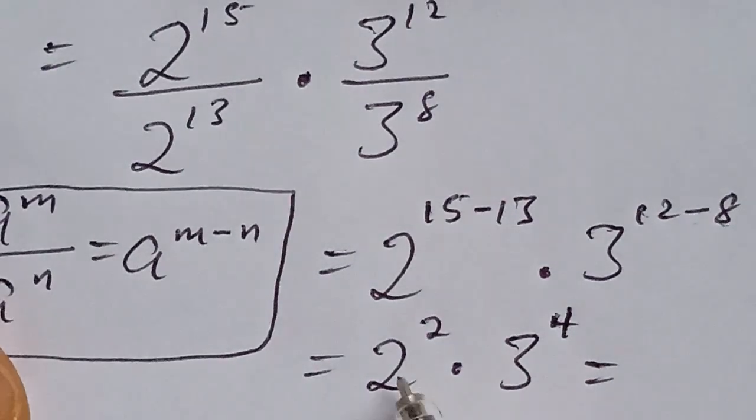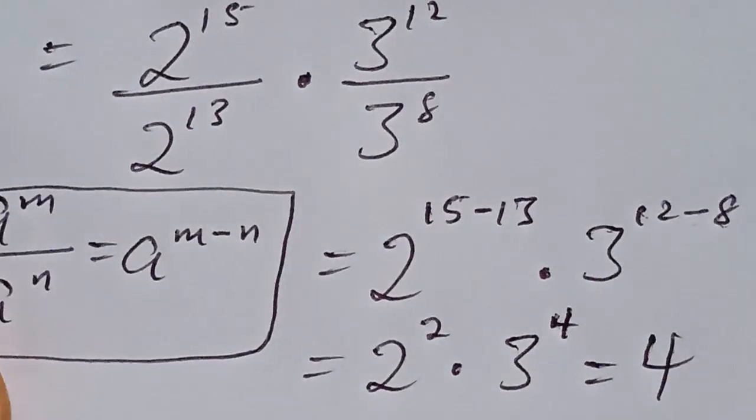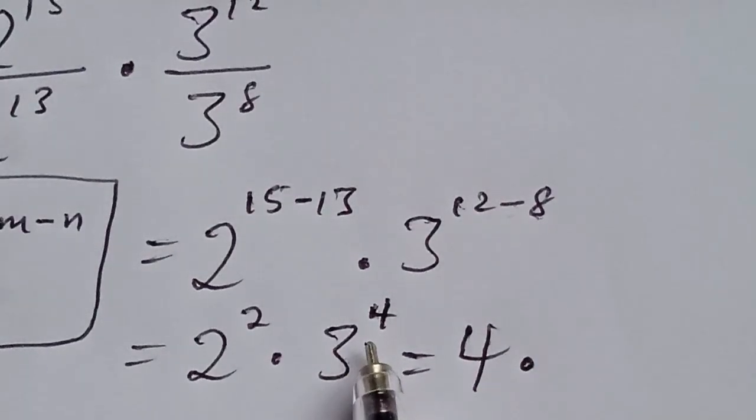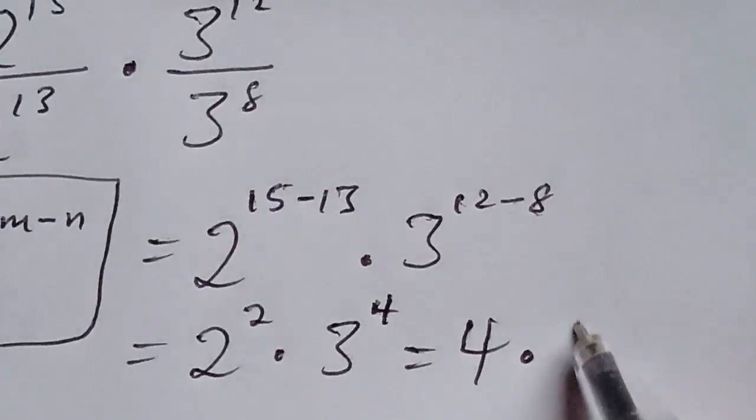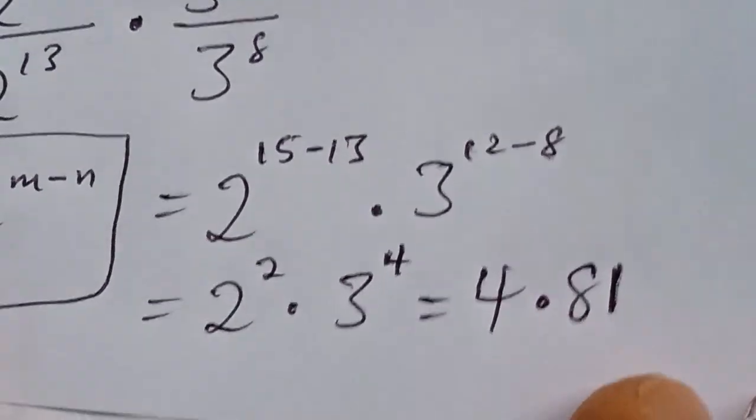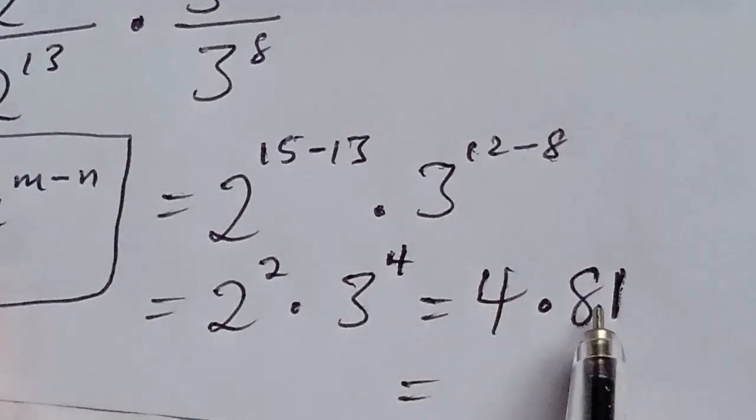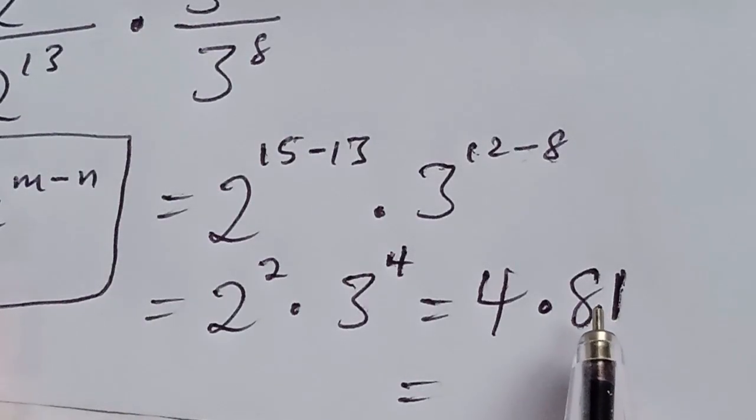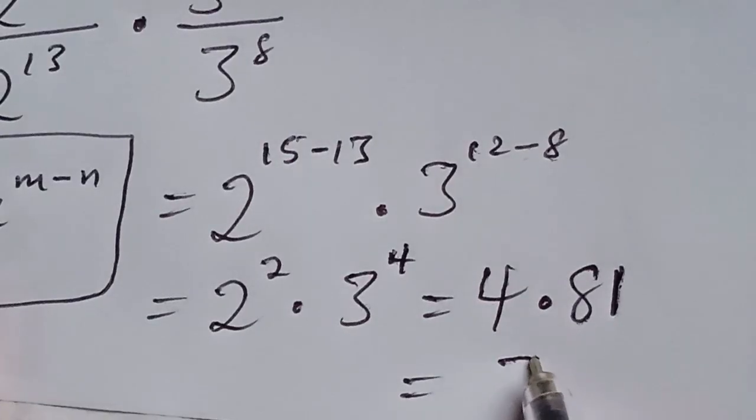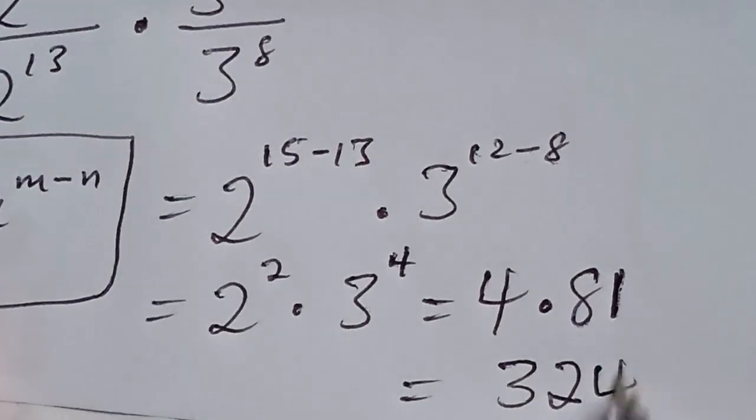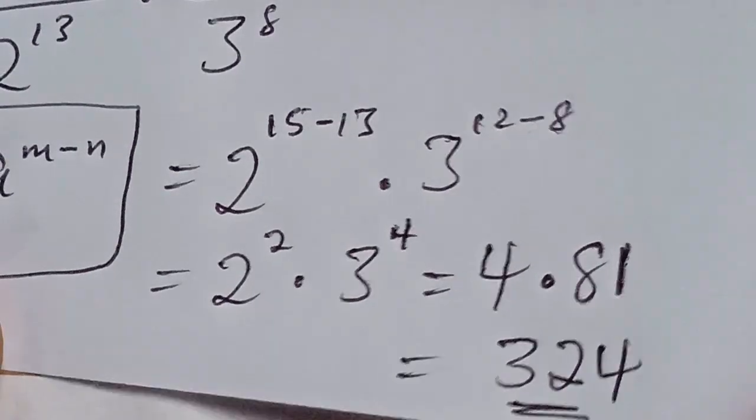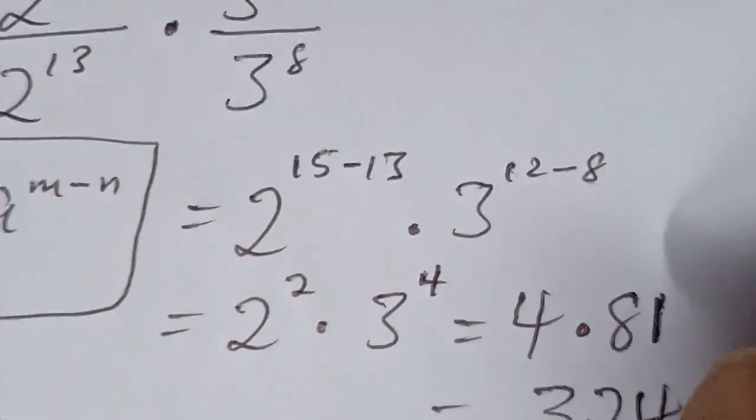So 2 to the power of 2 is equal to 4 multiplied by 3 to the power of 4, which will give us 81. So if we multiply 4 by 81, we arrive at 324 as our final answer. Better still, if you want to express it in another form, you can still, from this step, express it differently.